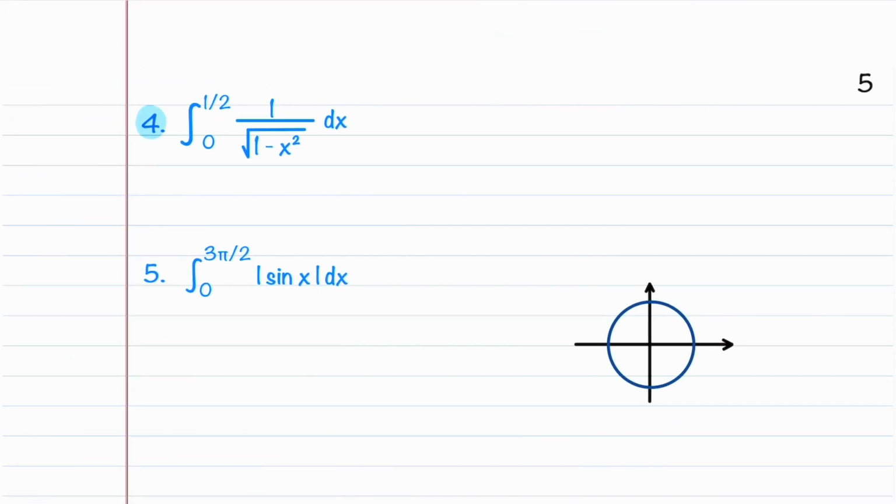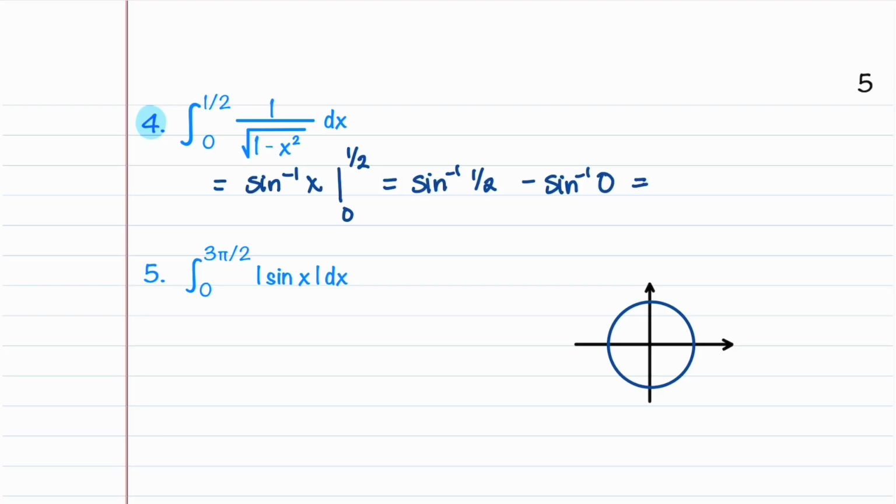Let's look at our fourth example. We are integrating 1 divided by the square root of 1 minus x squared. This is an integral where you can only evaluate it by knowing the formula. This integral is equal to the inverse sine of x, and we're going to evaluate that from 0 to 1/2. This gives us the inverse sine of 1/2 minus inverse sine of 0.